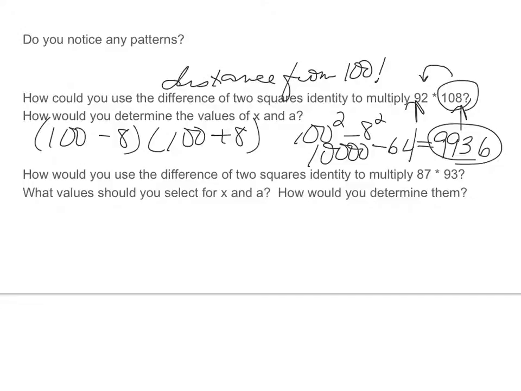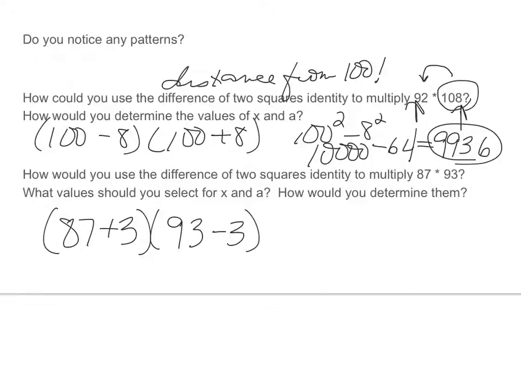How would you use the difference of two squares identity to multiply 87 and 93? What values should you select for x and a? How would you determine them? Okay, this one is not quite as simple, but still very possible, because we can't use 100 with this one. But the two numbers are 3 above and 3 below 90. So 3 above would give me 93, and 3 below would give me 87.